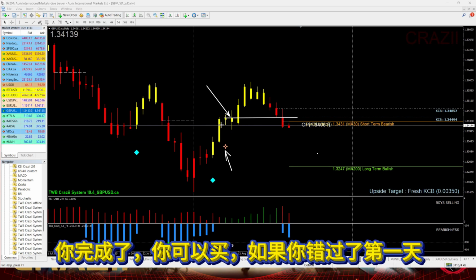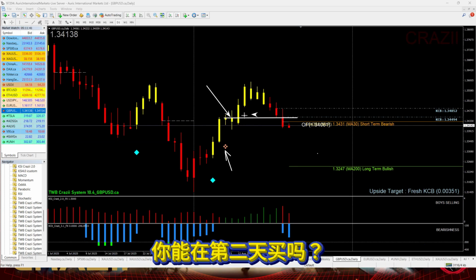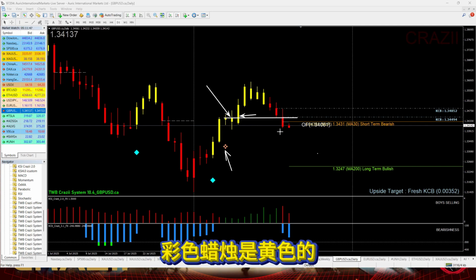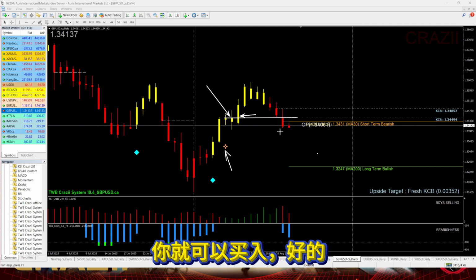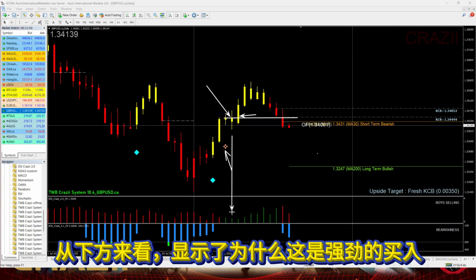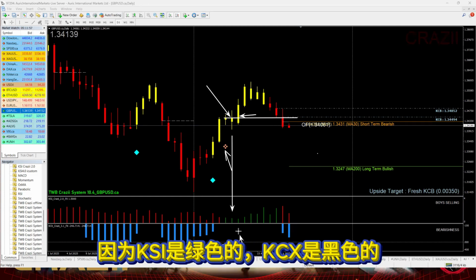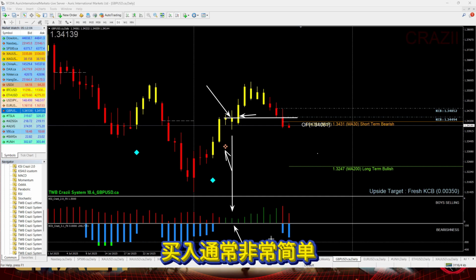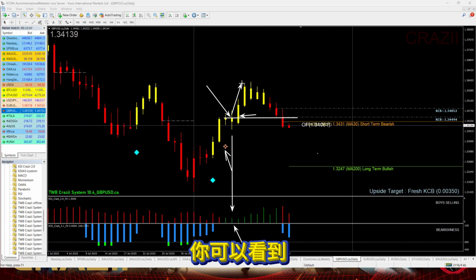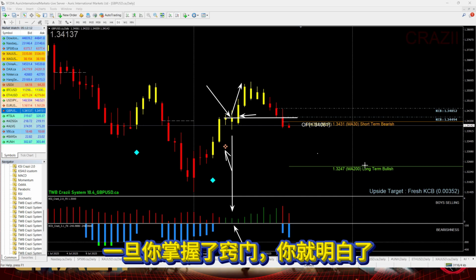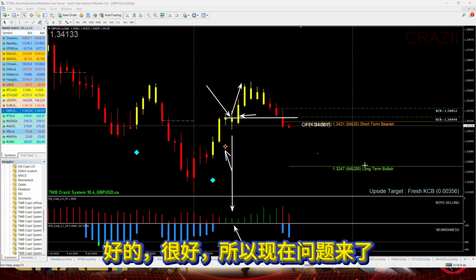You can buy. So if you miss the first day, can you buy on the second day? No problem. As long as you buy above the line, it's above OP and the candle is yellow color, you are good to go. So you can see from here itself, the downside shows you why it's a strong buy, because the KSI is green, the KCX is black. As long as these two indicators are with you, the buy itself is usually pretty simple. You can see that's how the price went up from here. So it's not difficult to trade once you get the hang of this. Got idea? Okay, good.